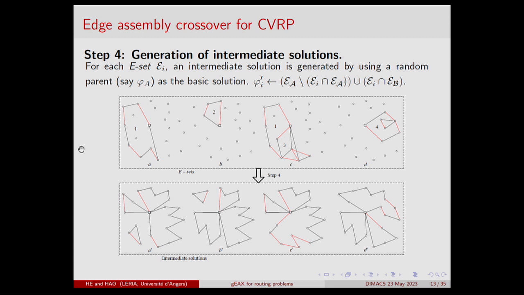Given the E-set A and the solution phi A, all black edges are also used in solution phi A. The principle of step four is also very simple. These black edges will be removed directly. And now, it is a common edge between E-set A and solution phi A, so it will be removed. And non-common edges, such as red ones, come from solution phi B. They will be kept in A prime. So we can have a number of intermediate solutions.